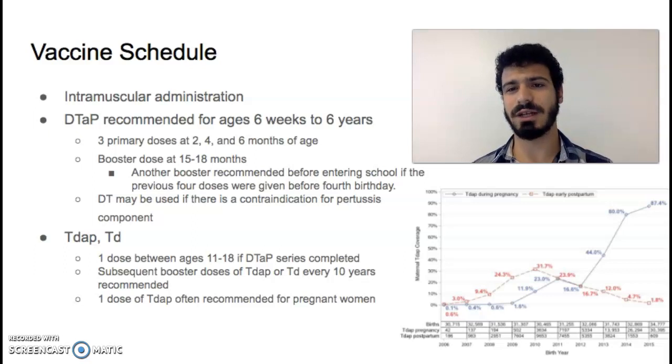And there's some flexibility with this schedule, but this is the recommended one. And DT may be used if there's a contraindication for pertussis. So that just removes the pertussis component. It's not very common.